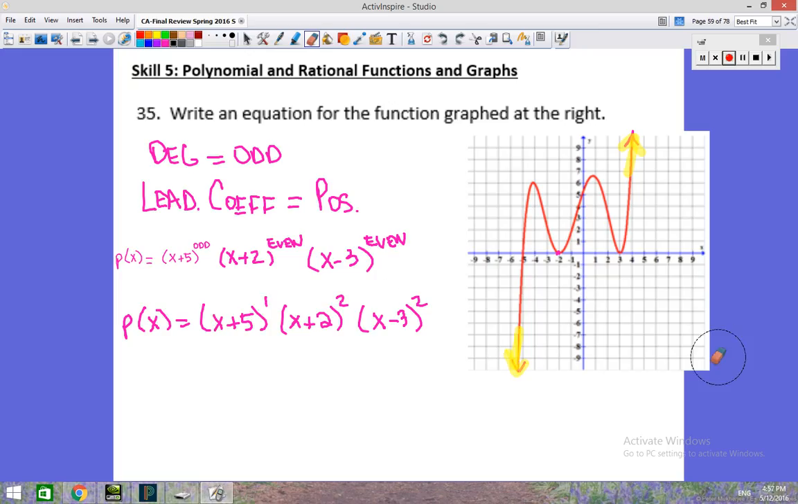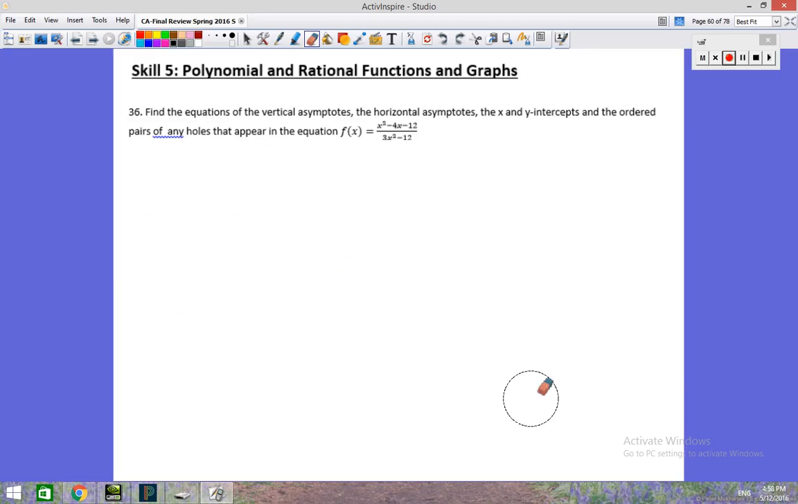And I know that among the choices, this x plus 5, you're going to see even numbers, or the x plus 2, you know, you're going to see odd numbers or an even and an odd. There's only going to be one answer that has this odd, even, or there should be only one.